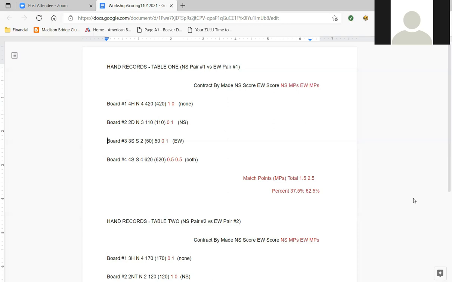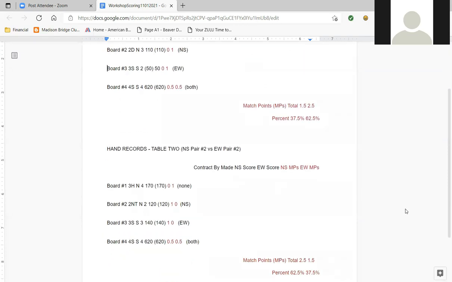Okay, they lost that hand to North-South, but did they lose it to the pair they're competing against, which is the East-West pair at table 2? Well, let's look down and find out. What happened at table 2 for board 1? The contract was only 3 hearts by North-South. They didn't bid game. They made game, but they didn't bid game, right?